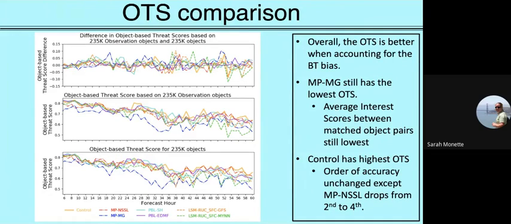This is just the comparison. We compared when we used the straight 235 Kelvin to the ones where we used the 6.5 percentile. And we can see that while the OTS is better, the results were still the same. The Morrison-Gettelman still had the lowest OTS, control still had the highest OTS, and the order of accuracy for the configurations didn't really change, except NSSL microphysics dropped from second to fourth. So next slide.